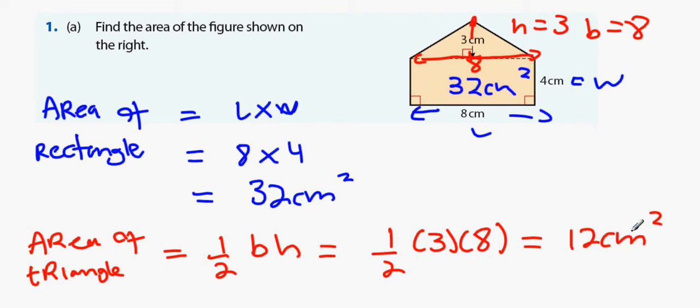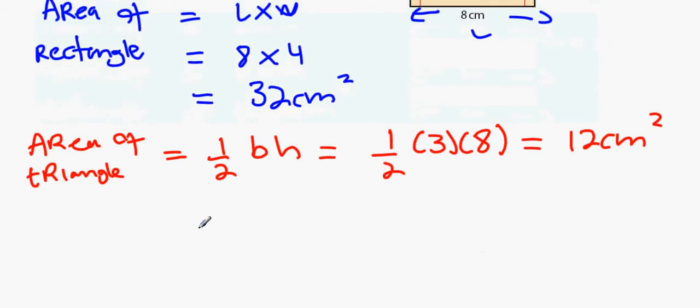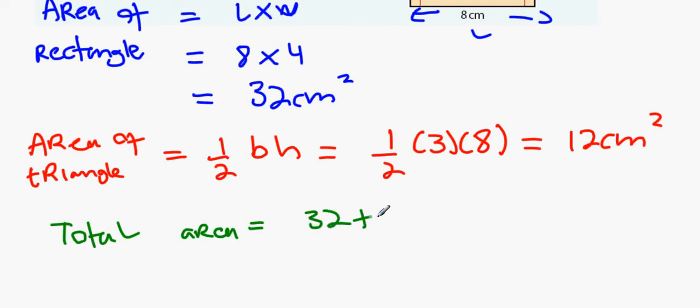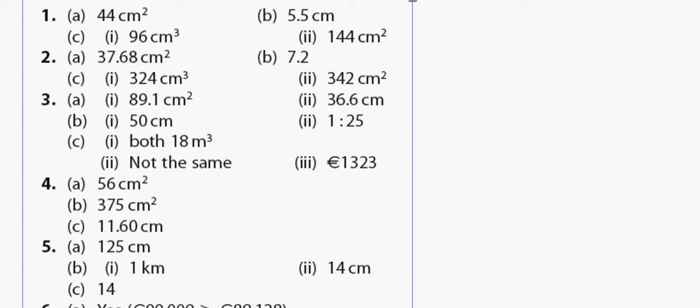So 32 plus 12 is going to give us 44 centimeters squared. Okay, so 44 total is going to be 44 centimeters squared. So total area, you get the 32 plus 12, that's going to get us 44 centimeters squared. Okay, next one. So 44 centimeters squared, first answer, we got that correct.